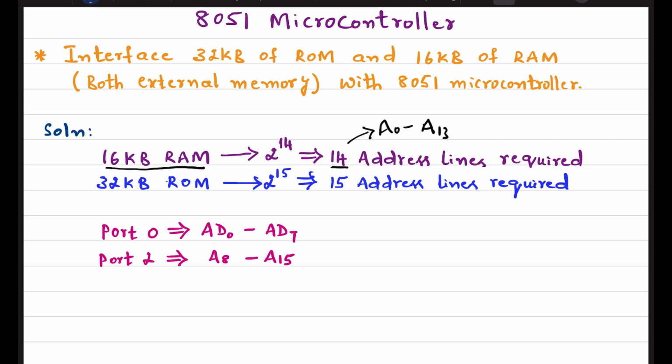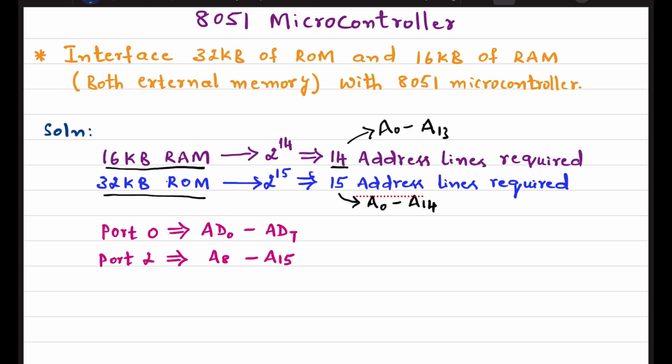The second one, 32 kilobytes of ROM. 32 kilobytes is 2 to the power of 15. That means we require 15 address lines to address this memory location. With respect to 8051, that is going to have the lines from A0 up to A14. In total it forms 15 address lines.